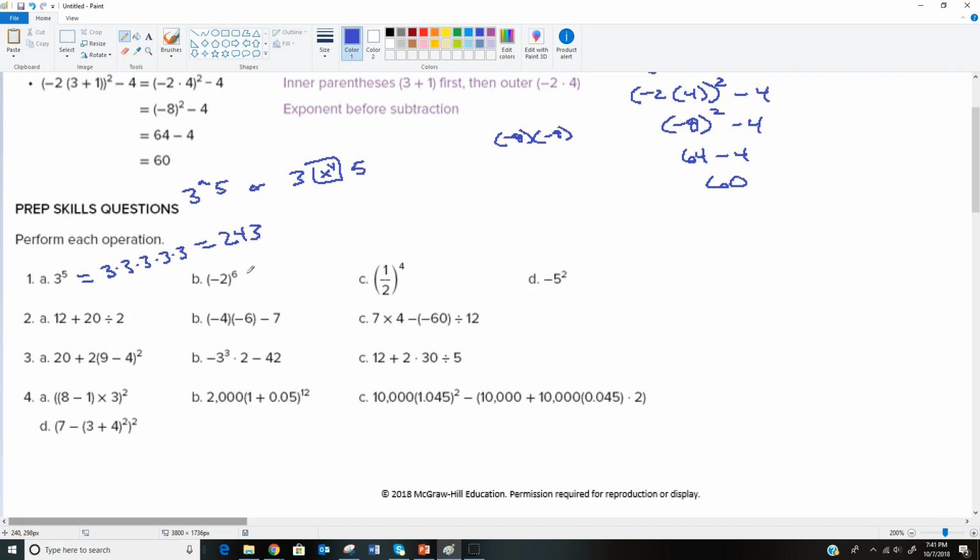If you're doing this problem on your calculator, make sure that you put a parentheses around the -2. So parentheses -2 to the power of 6 would get you 64. This would be 1/2 times 1/2 times 1/2 times 1/2. Or you can do 1/2 to the 4th power on your calculator.